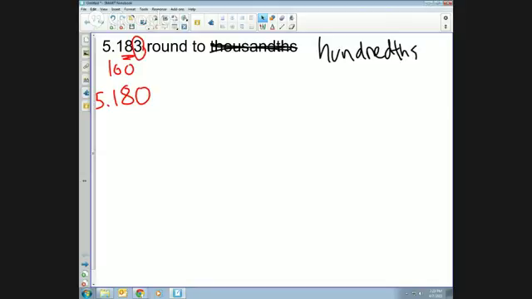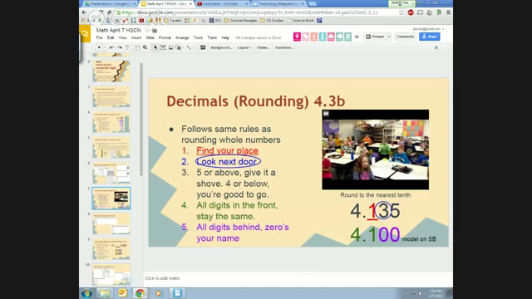Generally speaking, not a huge problem with rounding. They've been doing rounding since, I don't know, 1st grade with whole numbers. The biggest detriment that they're going to have here is not quite understanding which place to actually round to. So the concept of rounding itself is not necessarily the issue with decimals. It's identifying which decimal place value they are supposed to round to. So if we go back to our presentation.